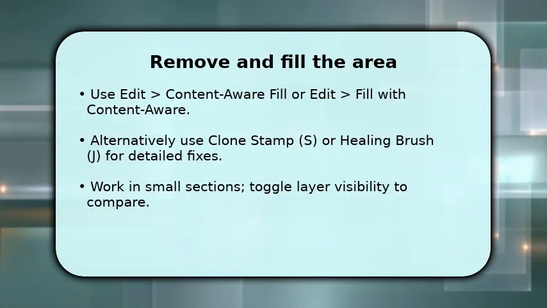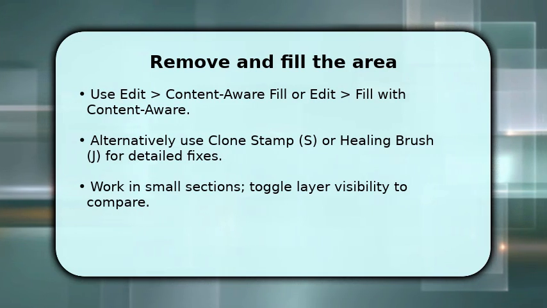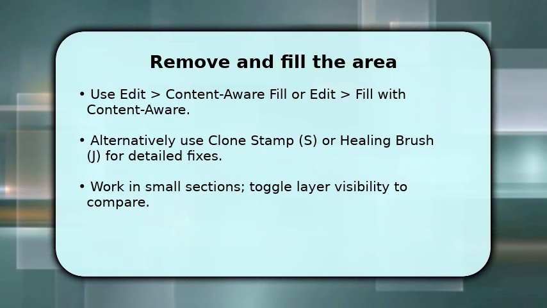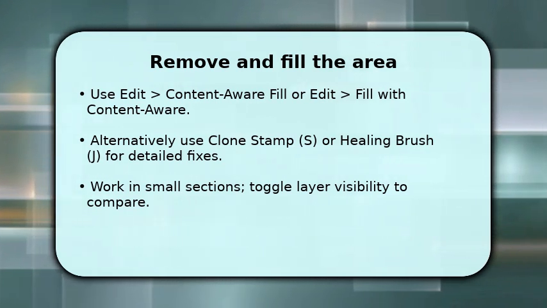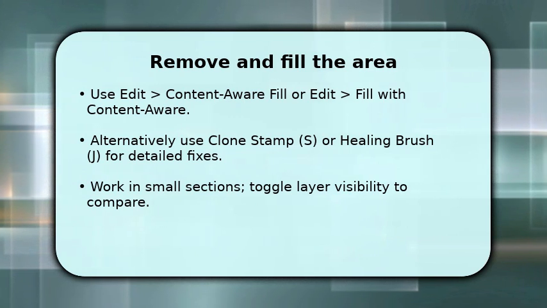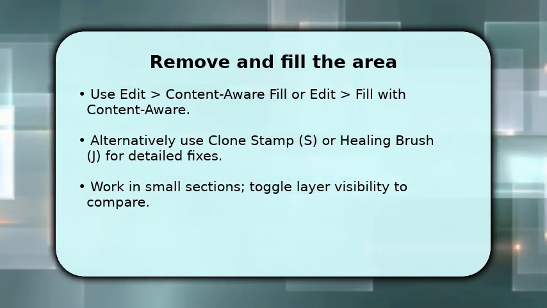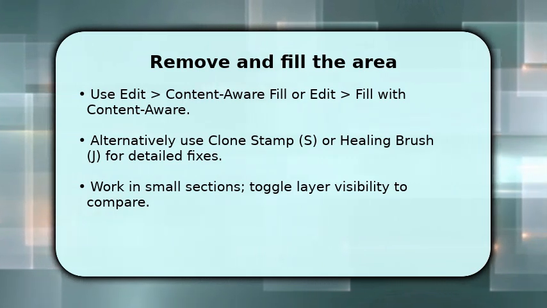Now remove the selected object. Press Delete with Content-Aware Fill enabled, or go to Edit Fill and choose Content-Aware to let Photopea generate a fill. If the automatic fill looks off, switch to Clone Stamp or Healing Brush to sample nearby pixels and paint over imperfections, matching texture and lighting.